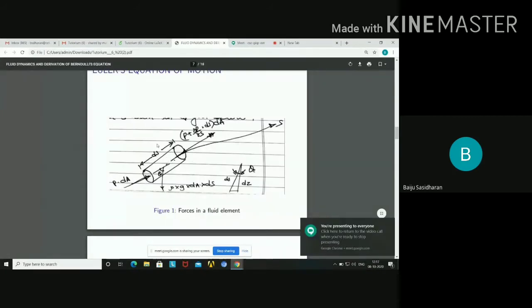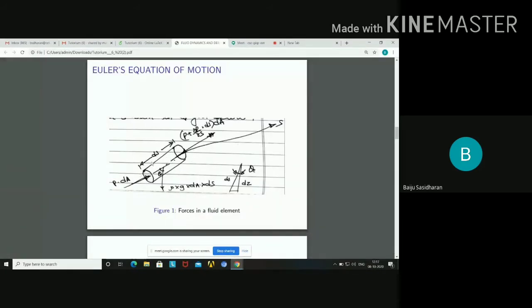So this is the fluid element. This fluid element is subjected to two forces: one is the force due to pressure and the other is due to its own weight. On this side, the force due to pressure is P into dA. The flow is in this manner, the direction indicated as S. And on the other side, the force is P plus dou P by dou S into ds, into dA.